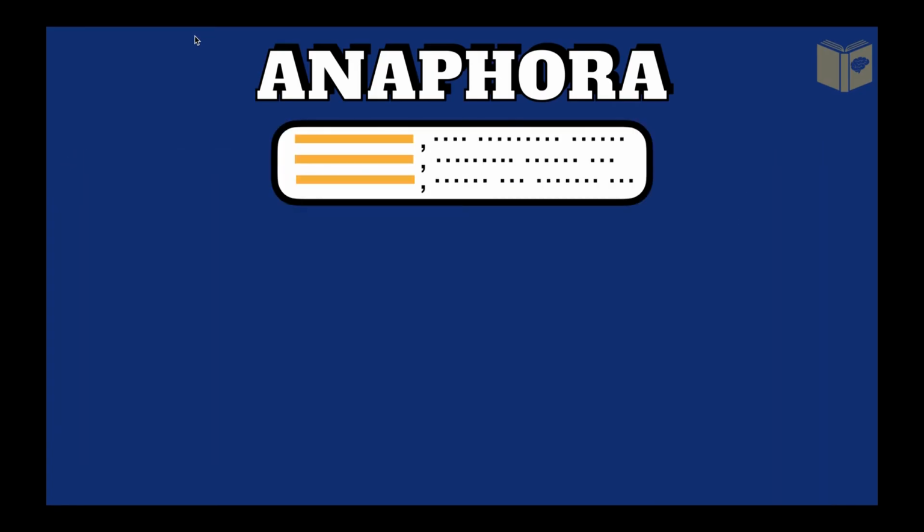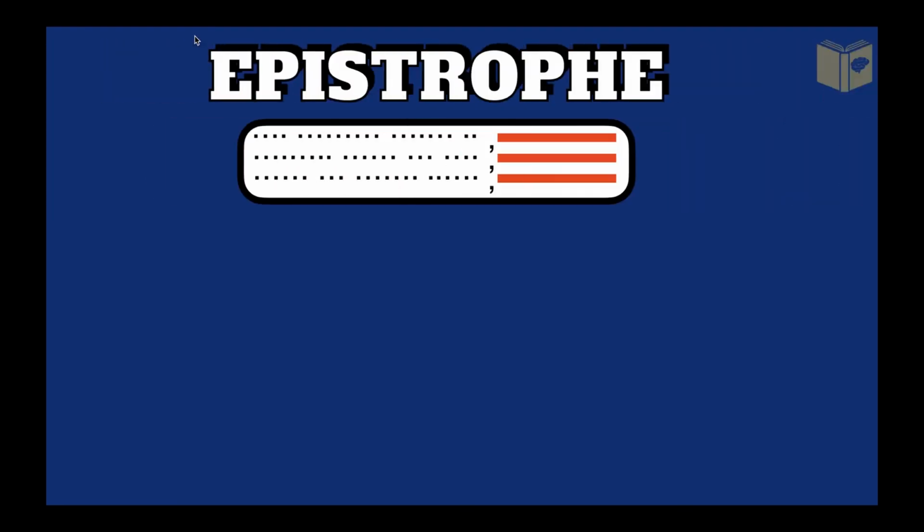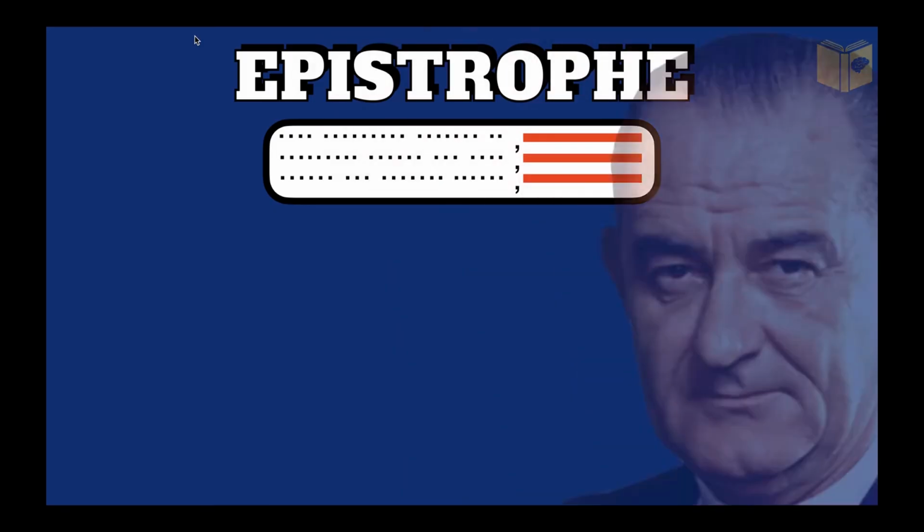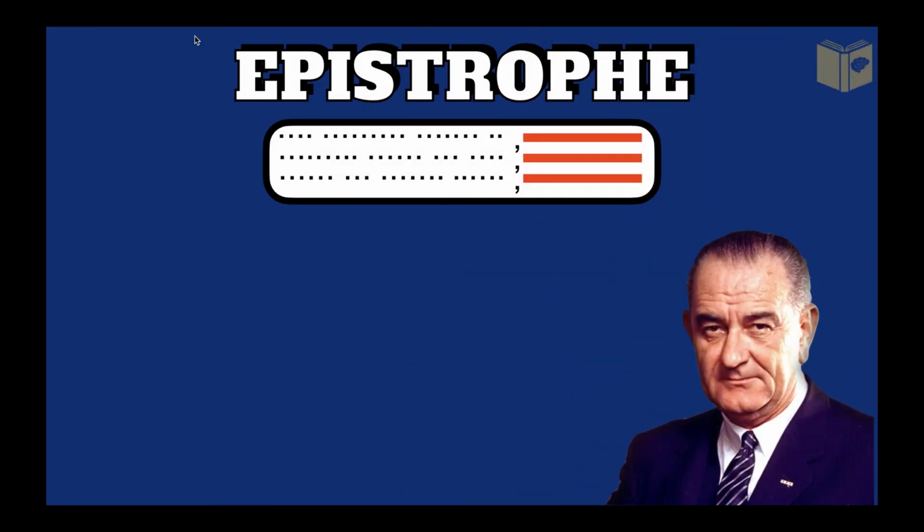On the other hand, if one is to repeat words or phrases at the end of a sentence, unlike anaphora, this can be known as epistrophe. Lyndon B. Johnson's famous speech during the Civil Rights Movement, when African Americans were finally given the right to vote, shows an example of this.